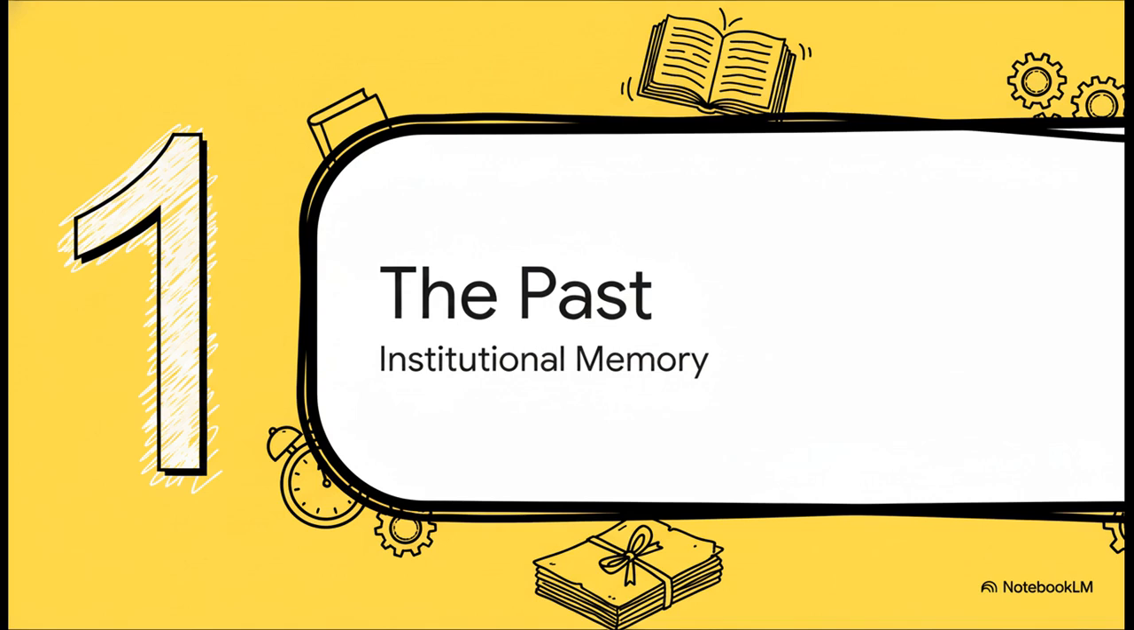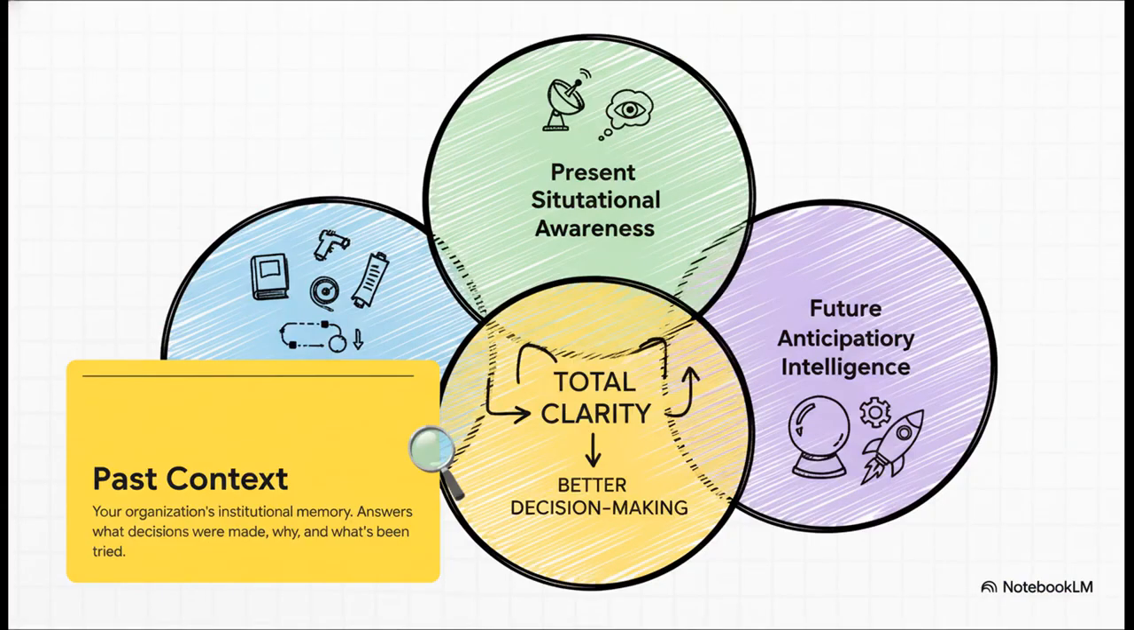First up, past context. The best way to think about this is as your organization's total institutional memory, instantly accessible and ready for you to use. This is all that knowledge that's normally locked away in people's heads or maybe buried in some email thread from 2 years ago. It answers those critical questions like, what decisions actually led us to this point? Why were they made in the first place? And this is a big one. What have we already tried and what were the results? It's really all about learning from your history, not constantly repeating it.